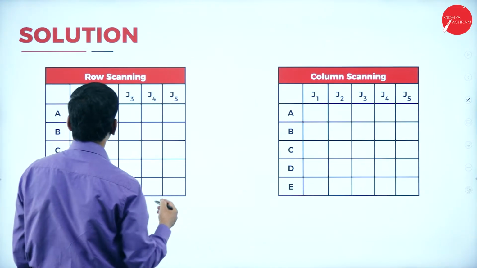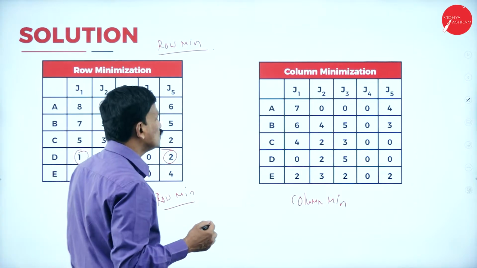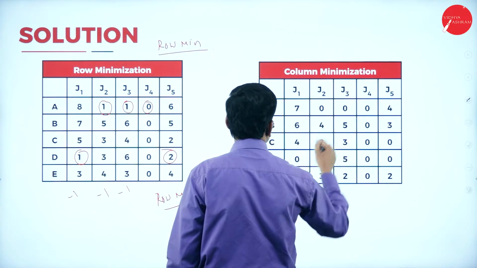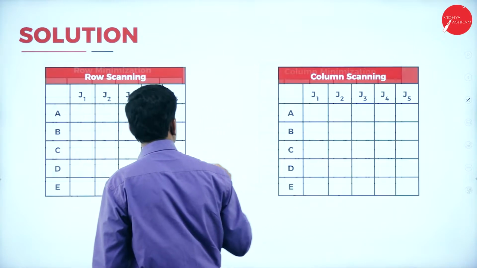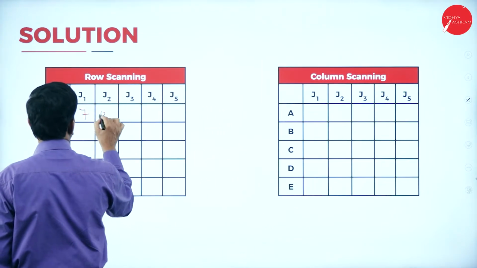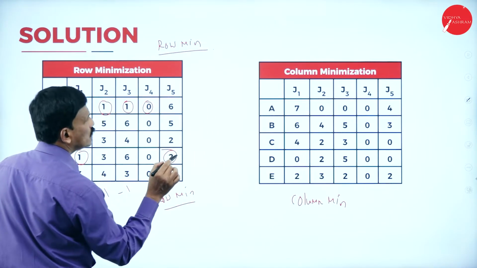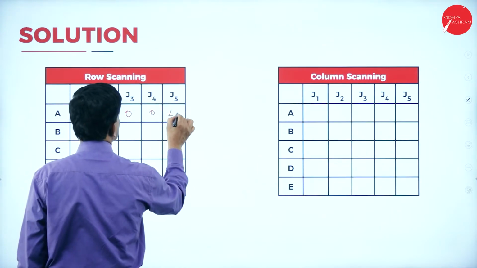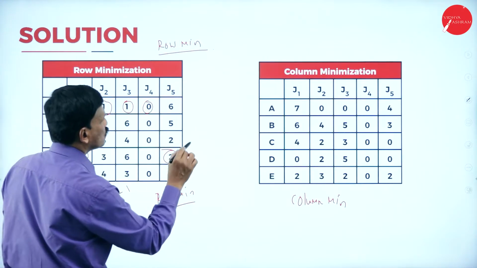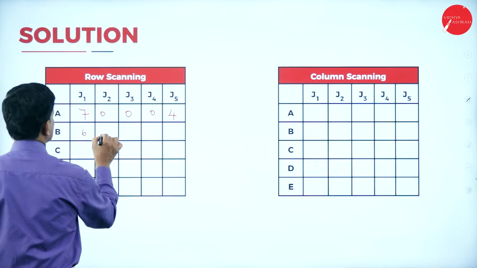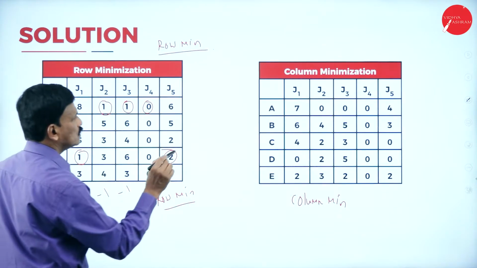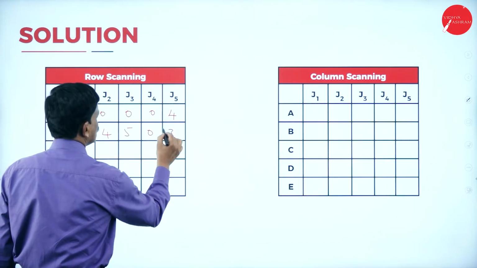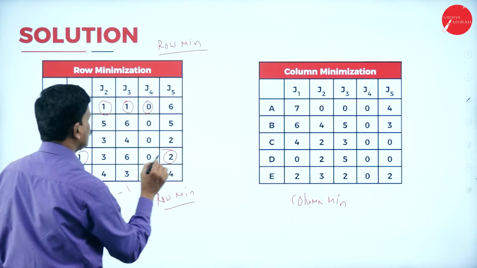Now let us come to the row scanning. Now let me write all these elements as usual. 7, 0, 0. Again 0, 4. Then 6, 4, 5. 0, 3. Then 4, 2, 3.